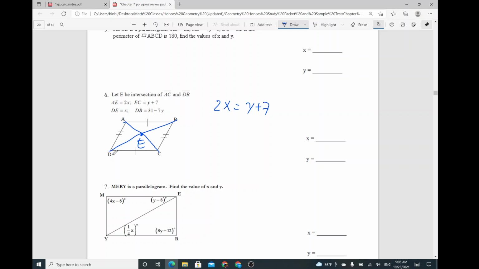And then DE, where DB is the entire diagonal, so x is half of 31 minus 7y. Okay? So in other words, 2x equals 31 minus 7y. Again, solve for x and y. This one can use substitution: 2x, 2x, so that means y plus 7 equals 31 minus 7y.